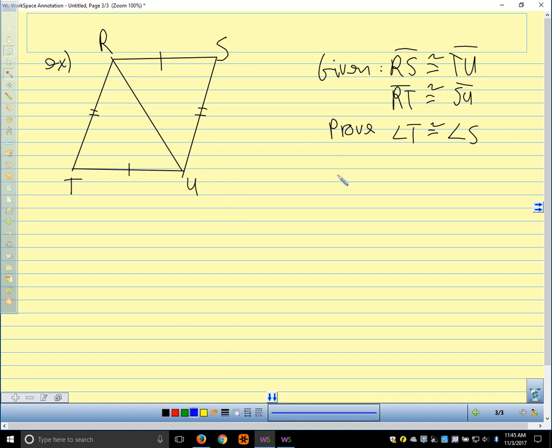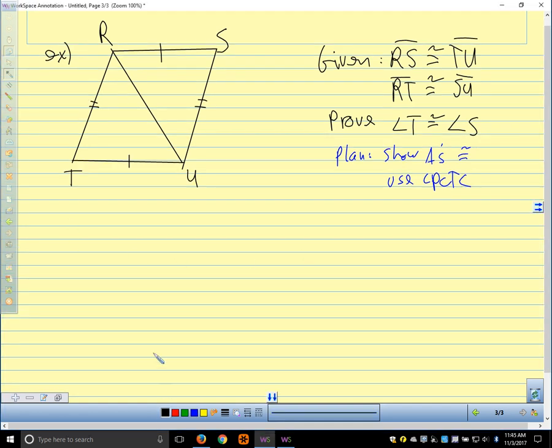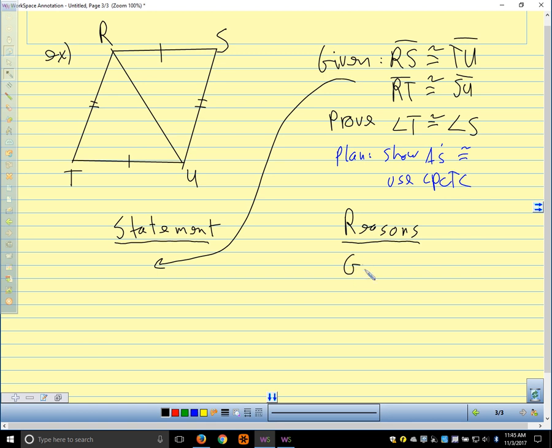All right, our plan again. Show the triangles are congruent. Use CPCTC. So let's write our proof. Our statements and our reasons. Hopefully, we can see the start of this one, and really the whole thing once we get one piece. This one's not too bad. So that's our given information. Don't need to rewrite that.